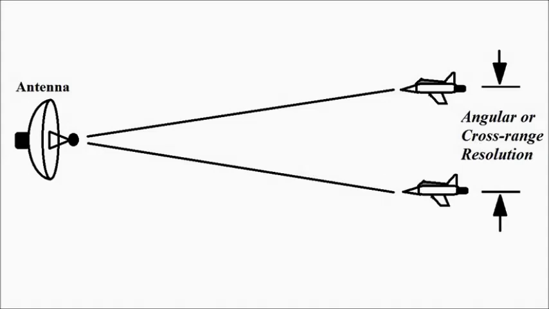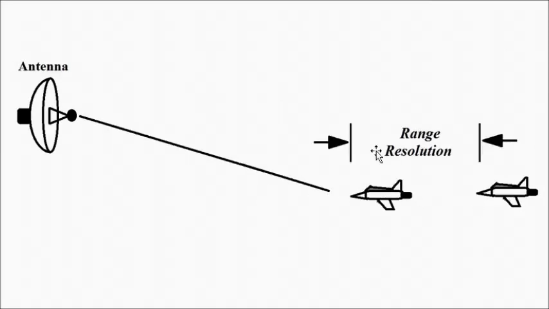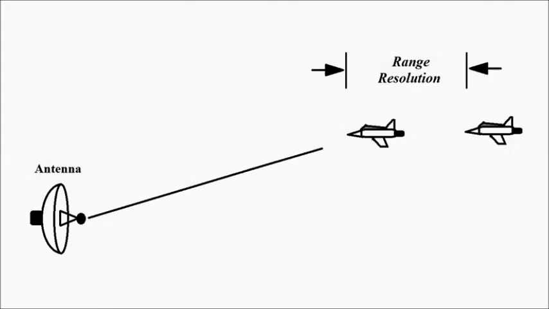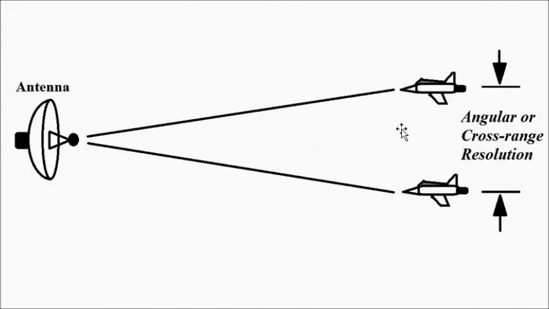So there are two types of resolution: range resolution, where there are different ranges and the same angular position, and cross range resolution or angular resolution, where there are the same range but different angular positions. And the ability of the radar to accurately present the information in terms of range, elevation, and azimuthal angle is called resolution.